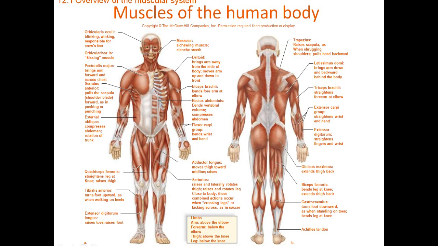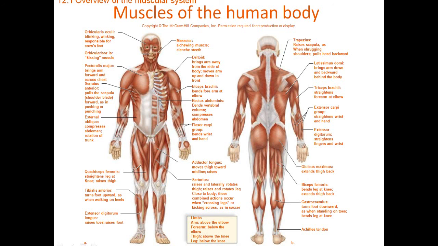Now a couple muscles in your lower leg. Quadriceps femoris, that's part of your quads. It allows you to raise your knee and straighten your leg. Tibialis anterior, when you walk on your heels, allows you to pull your foot up. Extensor digitorum longus allows you to raise your toes. Sartorius is the longest muscle in your legs, and it kind of goes like a sash over here. It allows you to raise and rotate your thigh, like if you're kicking across.